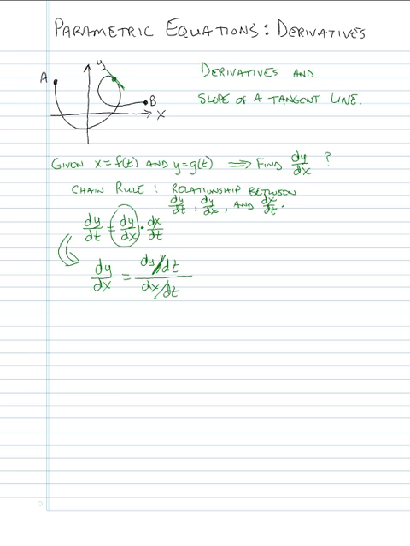Now don't mistake this. This is not taking the derivative of a numerator and the derivative of a denominator. It's something completely different than that. Of course, this is only true provided that the denominator is not 0, that is, the derivative of x with respect to t is not equal to 0. But this is what we need to keep in mind when we're doing this calculation for the derivative of y with respect to x. That's what we're going to be using. So we'll look at an example.